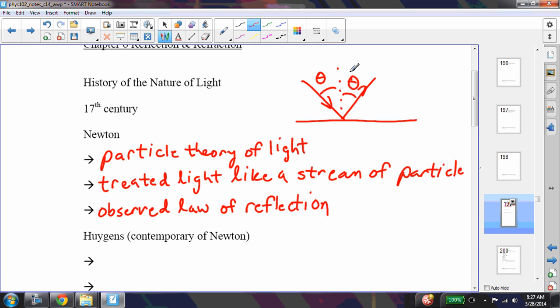If you've ever played pool, you know that if you strike the side of the pool table at a certain angle, then it's going to bounce off at the same angle. And this has been known for a long time, that both light and particles do this.